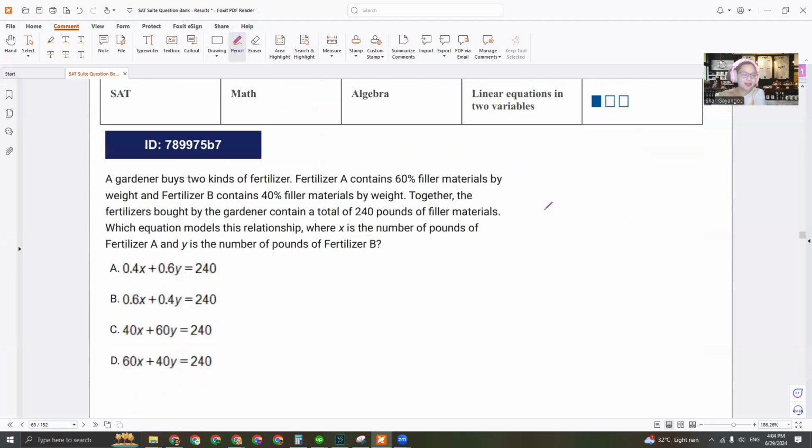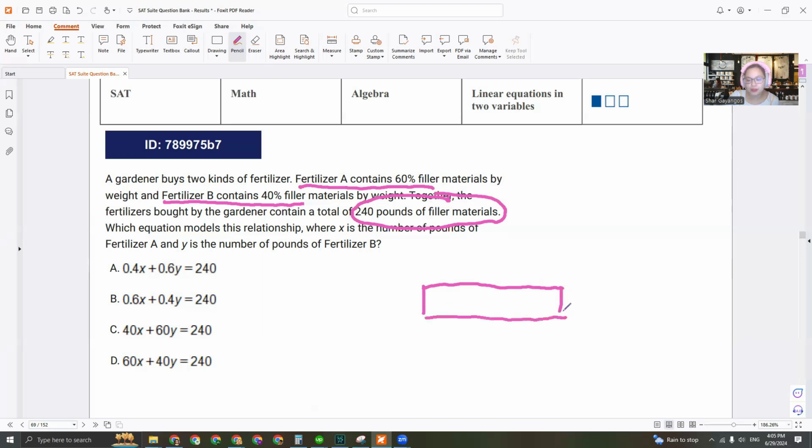Okay, 69. A gardener buys 2 kinds of fertilizer. Fertilizer A contains 60% filler materials, and fertilizer B contains 40% filler materials by weight. Together, the fertilizers bought by the gardener contain a total of 240 filler materials coming from fertilizer A and B. So this is the total. Which equation models this relationship?